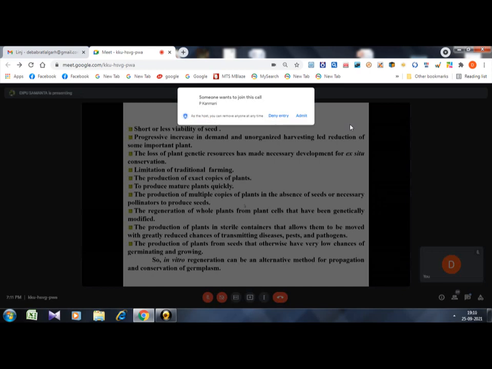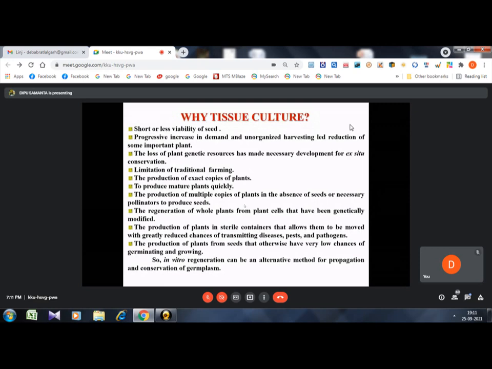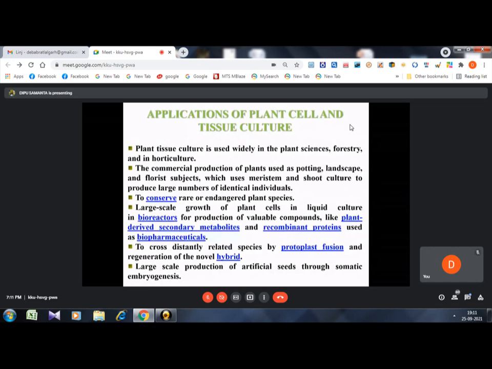So we can say that in vitro regeneration can be an alternative method for propagation and conservation of germplasm. Now coming to the general applications of plant cell and tissue culture. Plant tissue culture is used widely in plant science, forestry and horticulture. It is used for the commercial production of plants used as potted, landscape and floristic subjects, which uses meristem and shoot culture to produce a large number of identical individuals. To conserve rare and endangered plant species, plant cell and tissue culture have a very important role.